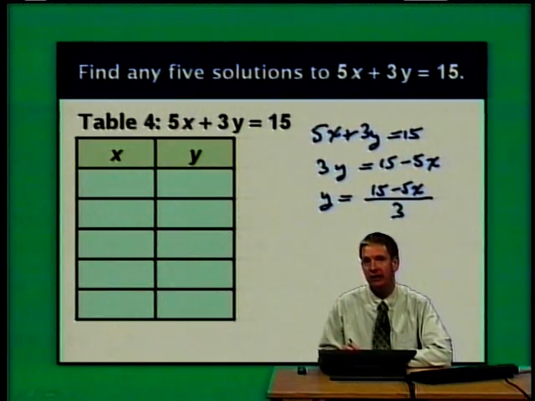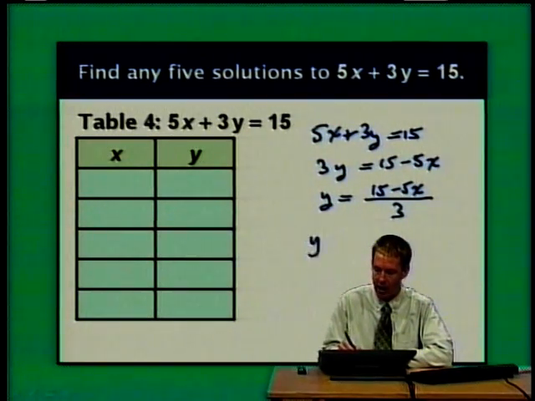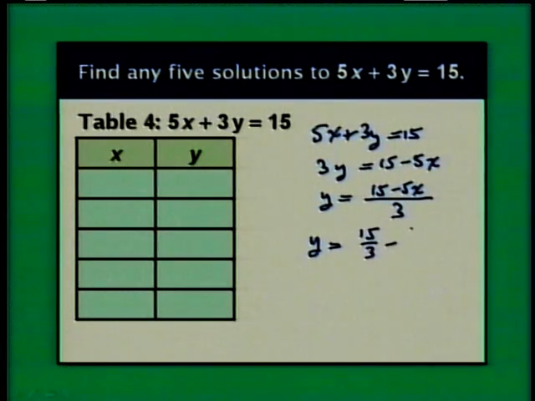That's the form of the formula that I used on the previous screen, but I'm going to go ahead and break this up into 2 fractions because when you're looking for integer pairs that are solutions to the equation, it's sometimes easier to find them if you break the formula into 2 terms. So I'm going to say that y is 15 over 3 minus 5x over 3, and make the observation that 15 over 3 is just 5.